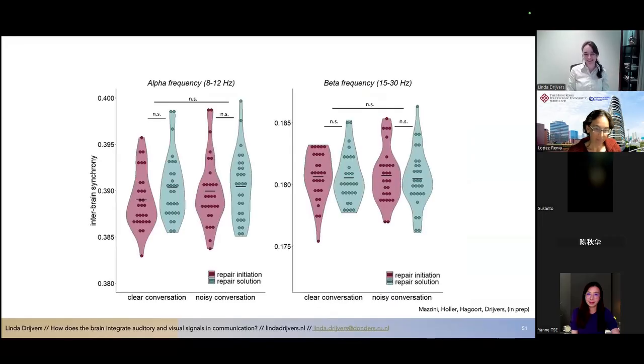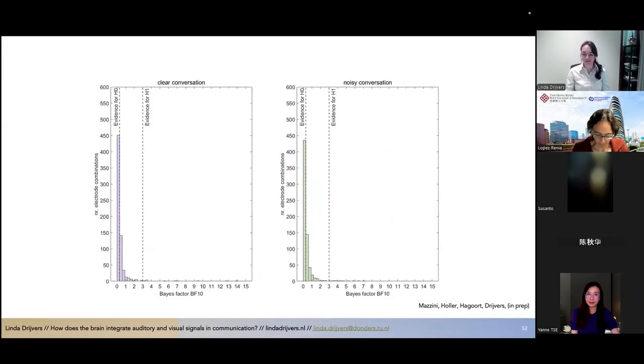So we looked at these alpha and beta frequencies in clear speech and in noise. And we expected to see great differences, but when we looked at the results, we found absolutely nothing. So there were no differences between the initiations and the solutions, or the initiations and the acceptance, or the clear speech and the noise. We have found absolutely nothing. So it seems to be that this neural synchrony is not so much related to successful communication, or that it's even necessary. We've also tested this with Bayesian methods. Believe me, we tried a lot, but didn't find anything there.